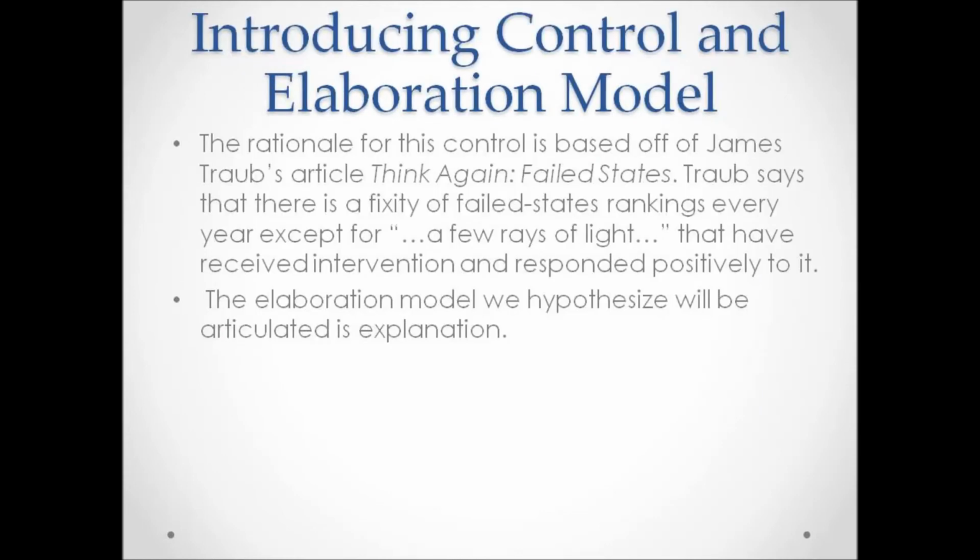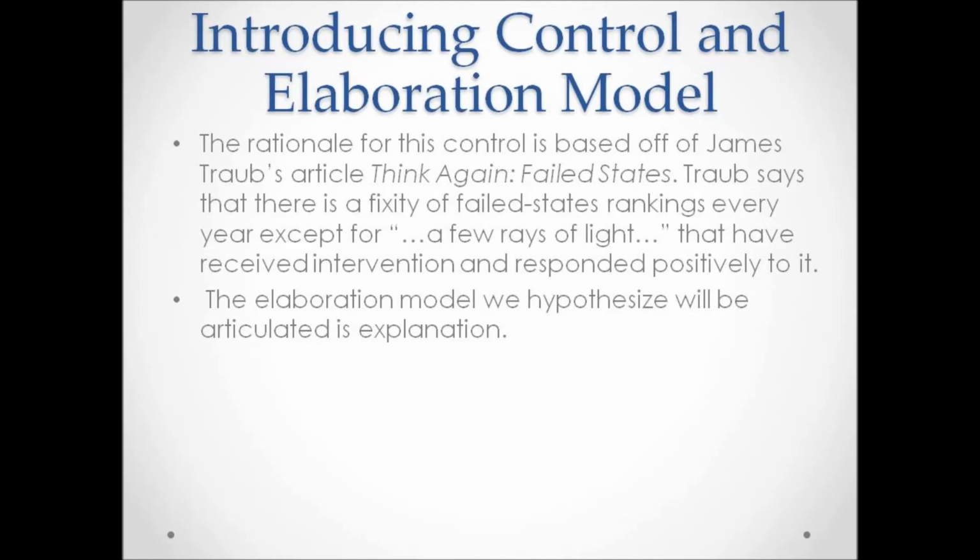The control variable that we will be utilizing to determine its effects on the independent variables as they relate to economy is external intervention. The rationale for this control is based off of James Traub's article called Think Again, Failed States. Traub says that there are some states at the top of the failed state rankings every year, except some states that have received external intervention and have responded positively to it.